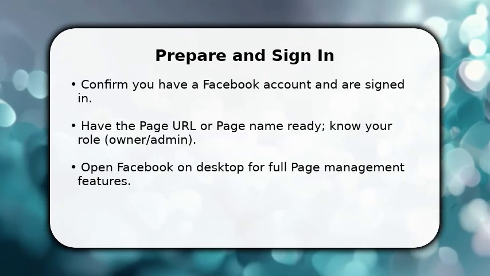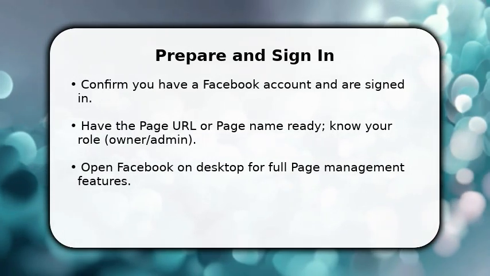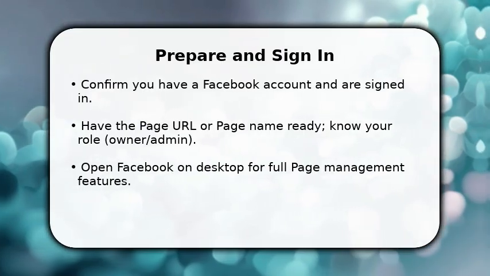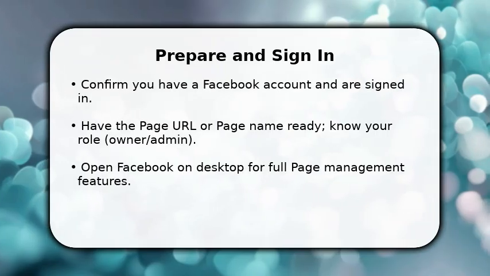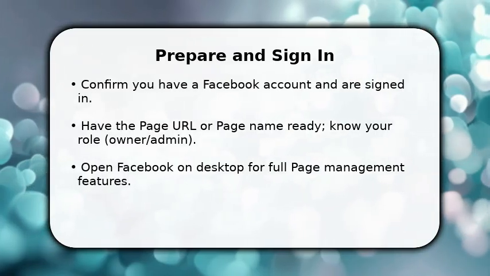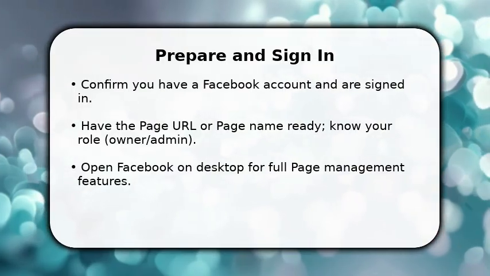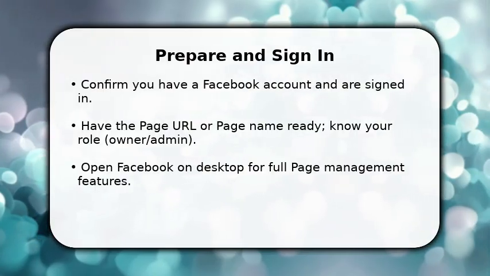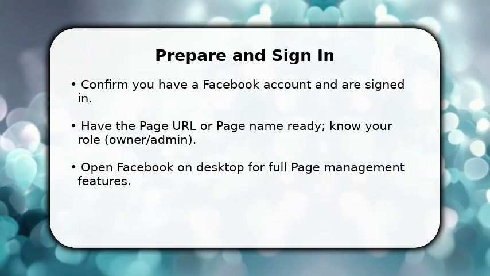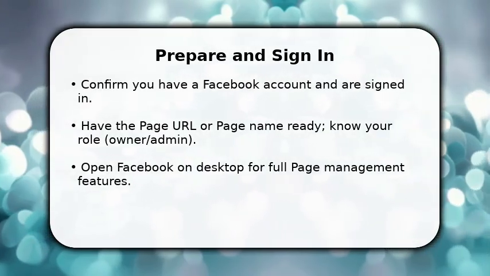Enjoy the video. You need to start now. Sign into your personal Facebook account and keep the page URL or exact page name handy. Make sure you already have or can obtain an admin role. Without admin access, you cannot link or manage a page. Once signed in on desktop, open the page you want to connect and keep another browser tab for your main account settings. This saves time and prevents role confusion. It also ensures you can follow the next steps immediately.